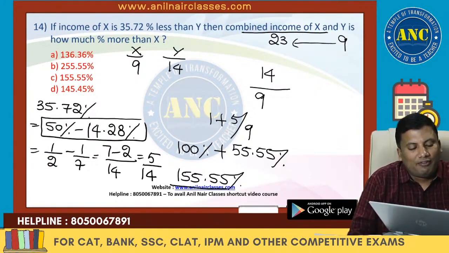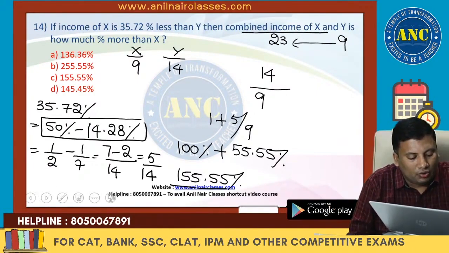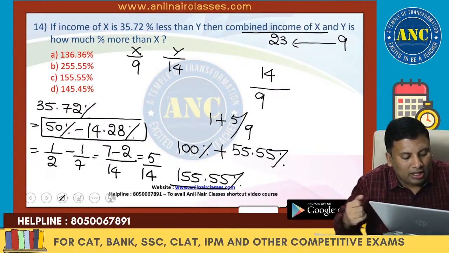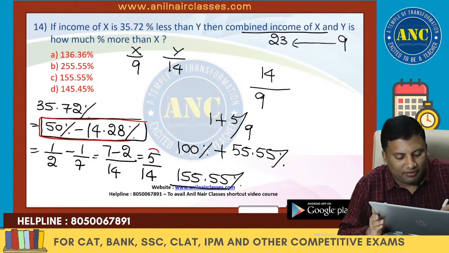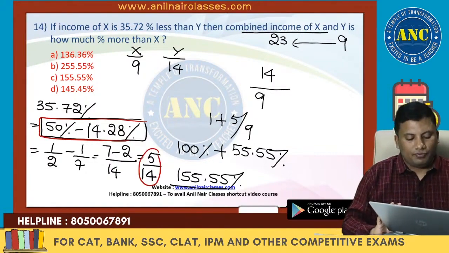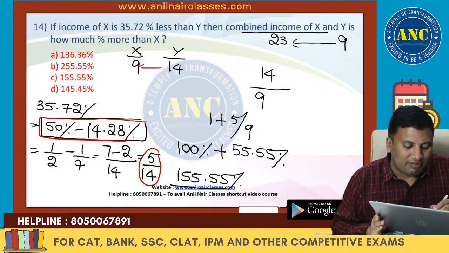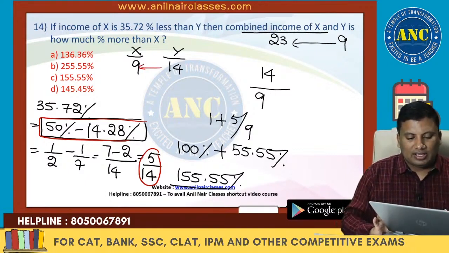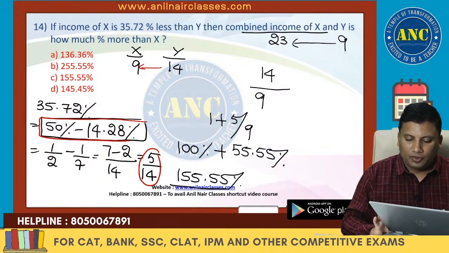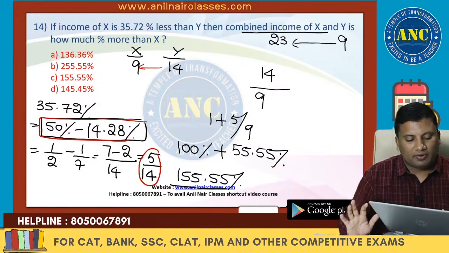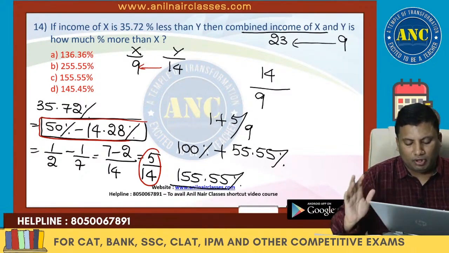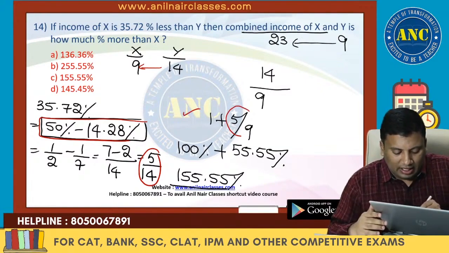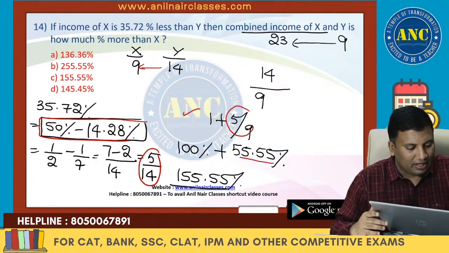35.72 is 50 minus 14.28. I hope the idea is clear. So it is 5 by 14, so it is 5 less than 14, that is 9. The combined of X and Y is 23, how much more than X? 23 is 14 more than 9. 5 by 9 is 55.55. Where is the answer?